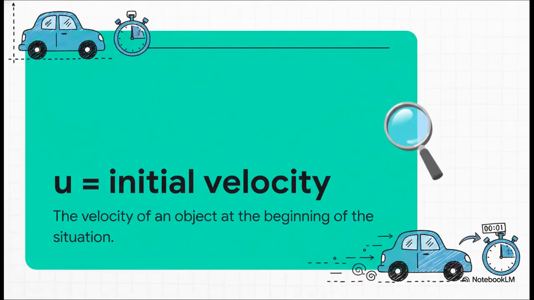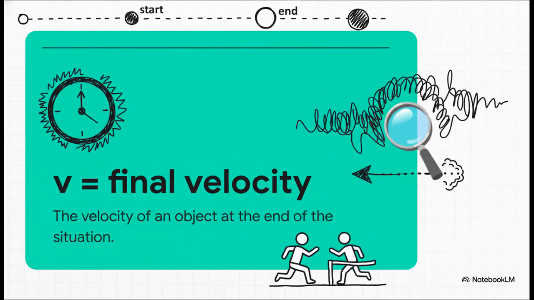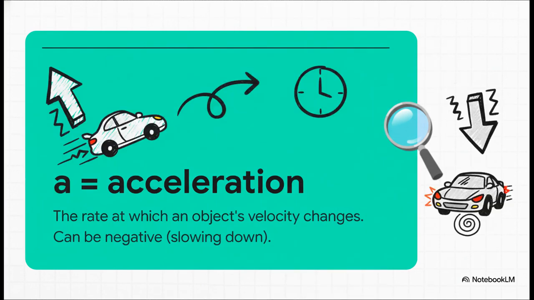Next on the list, we've got U for initial velocity. It's super simple. It's just how fast something is going and in what direction at the exact moment we start paying attention, when we hit the stopwatch. If it's starting from a dead stop, U is 0. If it's already moving, then U is whatever that speed is. And hey, if you have a beginning, you've got to have an end, right? So V is our final velocity. It's the speed of that object right when we stop the stopwatch. It's the after picture to the before picture of U. Simple as that.